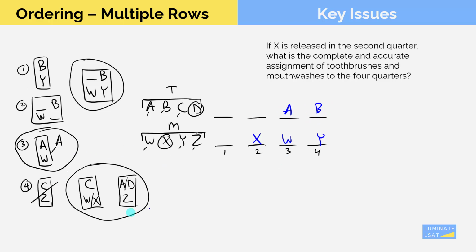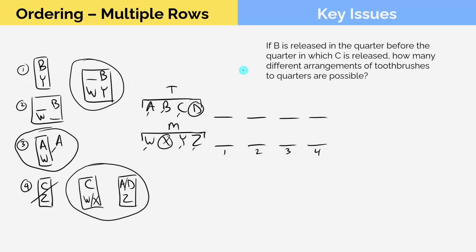And now let's take a look at the last rule. C is with either W or X. And right now, the W is already going with A, so that means the C has to go with X. C has to go over here. And that's because if you tried to put the C over here, then it would be forced to go with the Z, which is the only other mouthwash. So that's why C is with X in quarter 2, and that leaves the final toothpaste, which is D, to go over here. So this is the complete assignment.